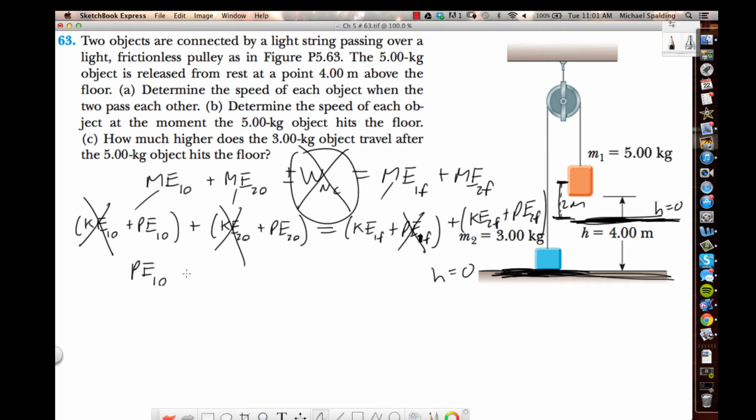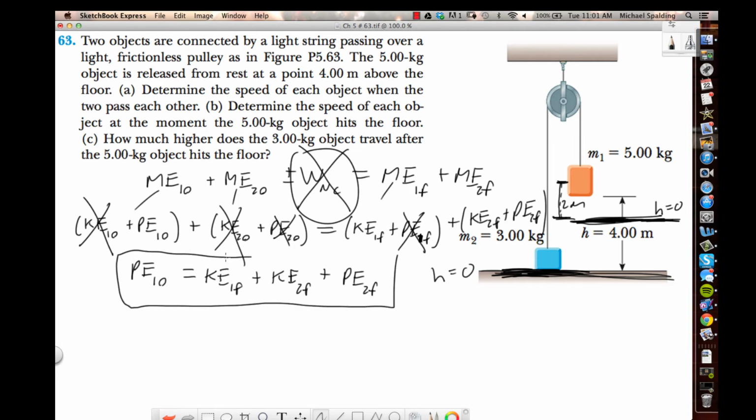Potential 1 initial, and that's it, since potential 2 initial was 0. So potential 1 initial is equal to kinetic 1 final plus kinetic 2 final plus the potential energy of object 2 final. So this is kind of the master equation for this problem.